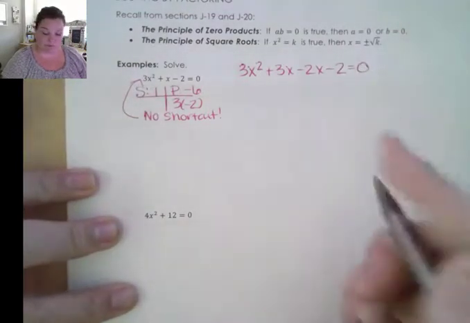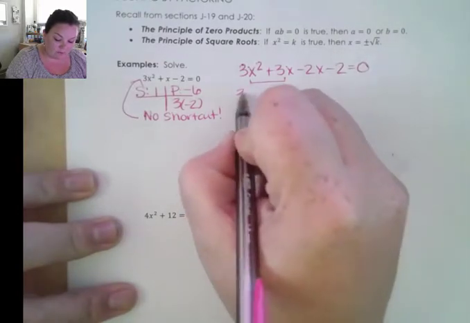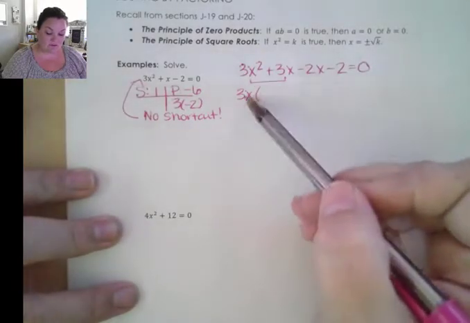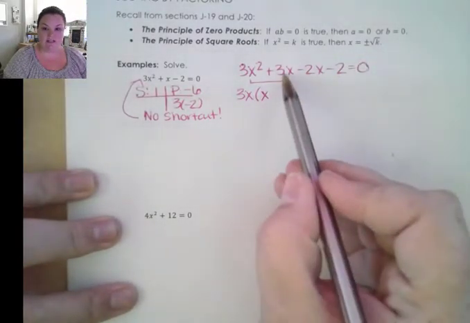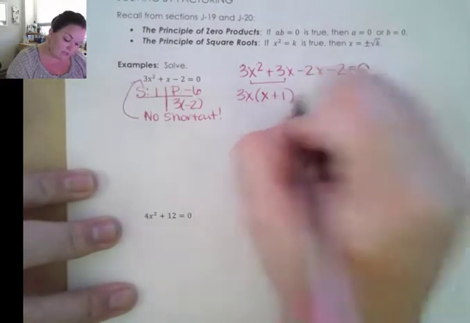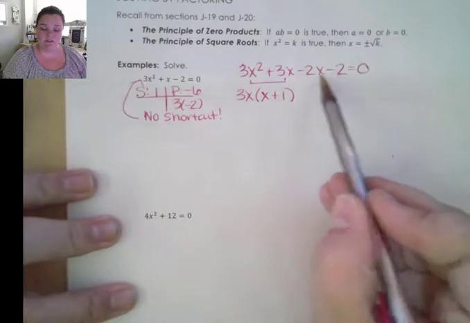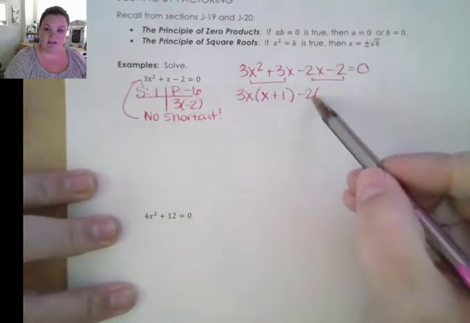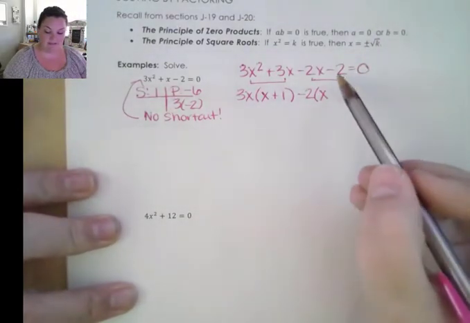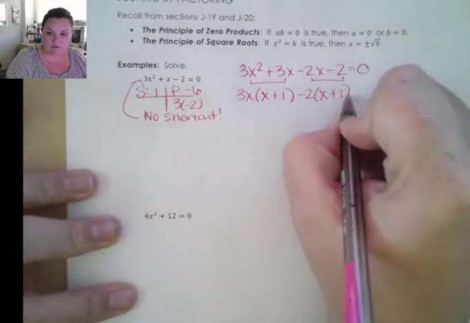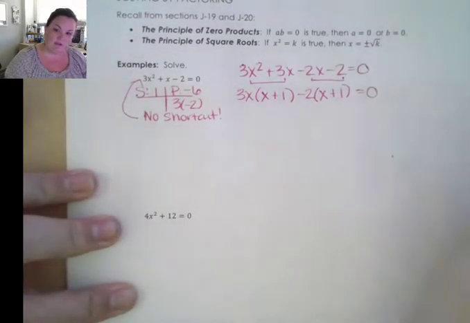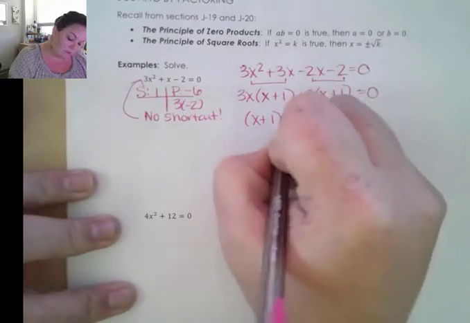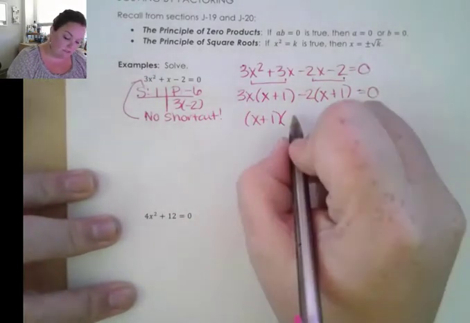And then I can go ahead and do grouping. So out of the first pairing, I can pull out a 3x. And when I say pull it out, remember we're dividing it off. So when I divide 3x squared by 3x, I'm left with an x. When I divide 3x by 3x, I'm left with a positive 1. And then over here, what I can take out that these two terms have in common is a negative 2. So when I take out a negative 2 by dividing it off, I'm left with a positive x. And the same thing here, negative 2 divided by negative 2 leaves me with a positive 1. And now they have those quantities in common. So they both have an x plus 1. So when I take off the x plus 1, I'll be left with a 3x minus 2.